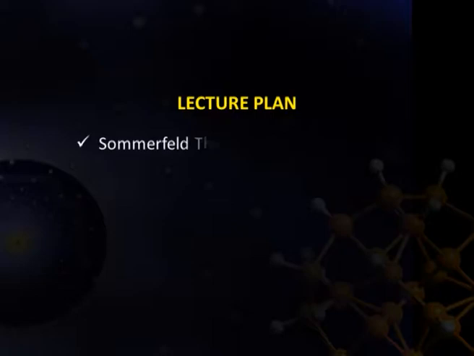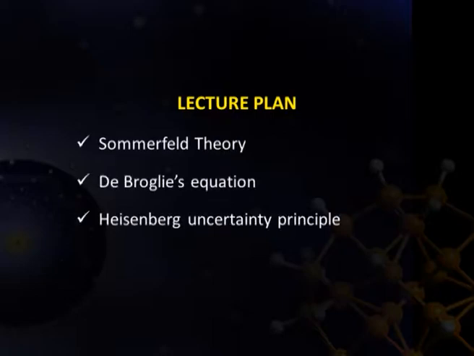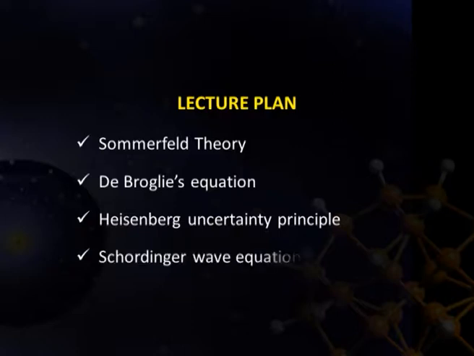Today I will discuss the Sommerfeld theory, de Broglie's equation, Heisenberg uncertainty principle and Schrodinger wave equation. As you know, there are so many theories and equations to understand for the complete structure of the atom. These theories and equations will be very helpful for understanding the atomic structure of the element.